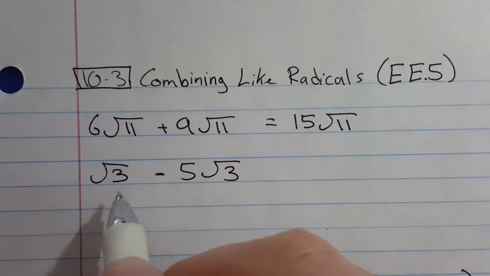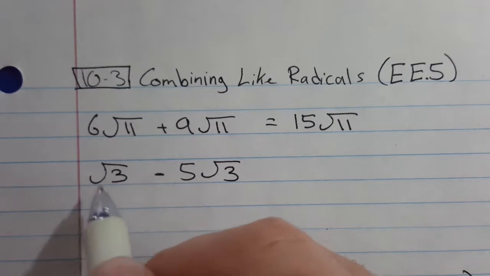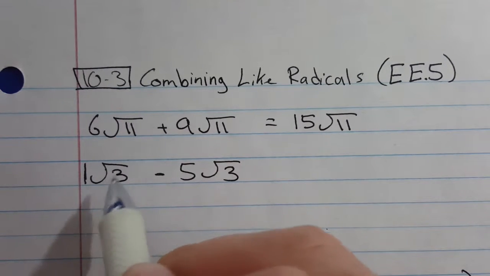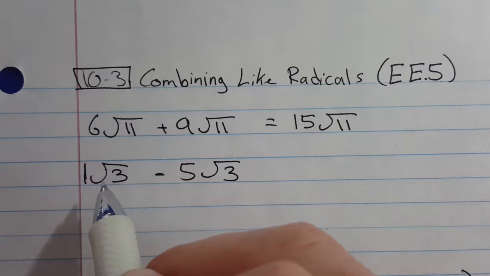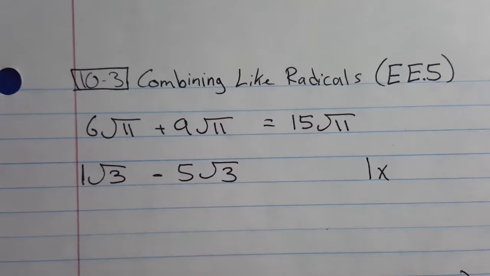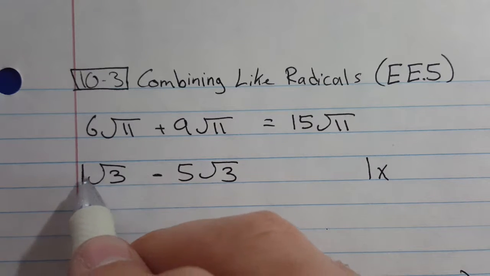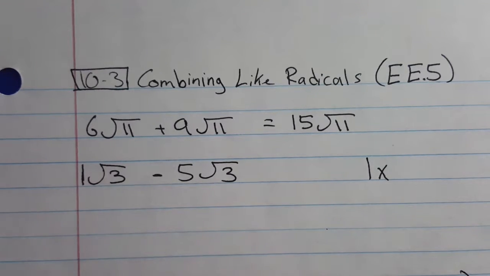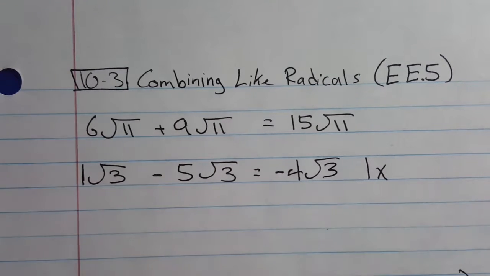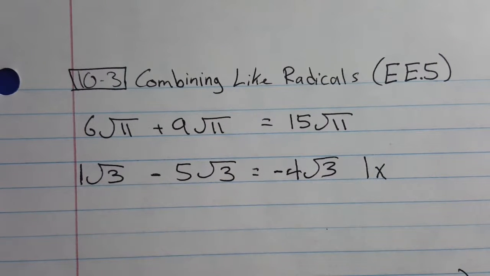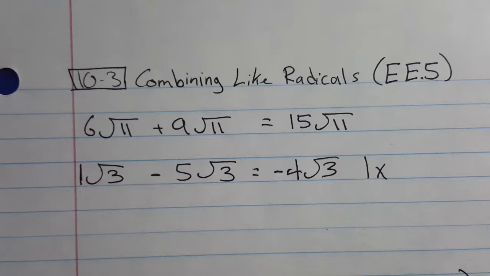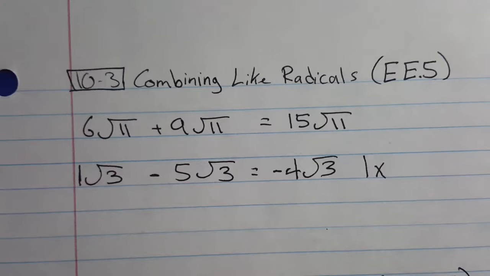Here I have the square root of 3 minus 5 square root of 3. How many is this? This is 1, okay? Anytime you have a lone square root, just like a lone variable, remember if you had an x, technically that's 1x, okay? You have a lone radical, that's one of them. So one thing minus 5 things would be negative 4 of them, okay? So that's really simple, all right? Combining radicals is just like combining anything else. You just count how many you have and then do the math.